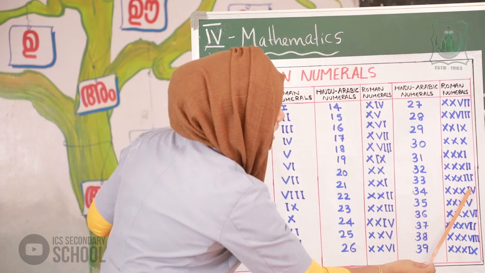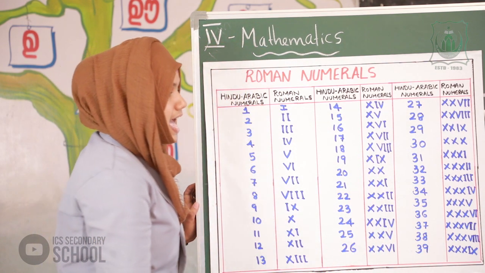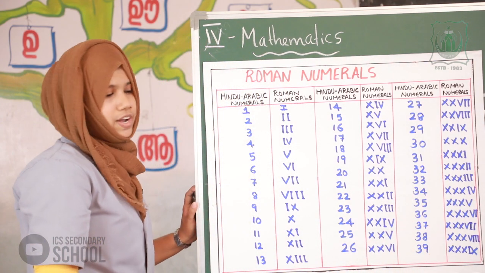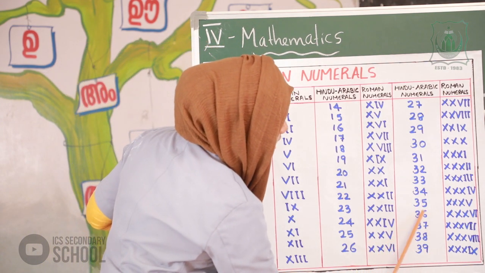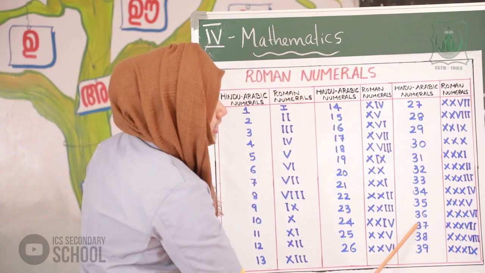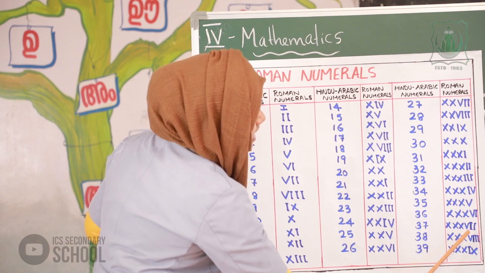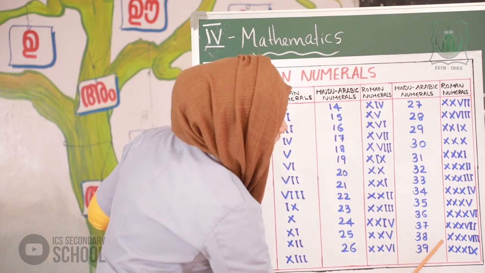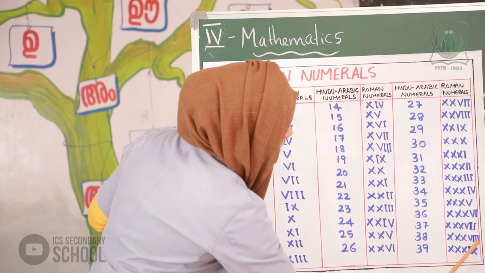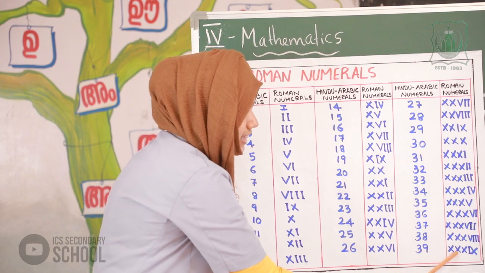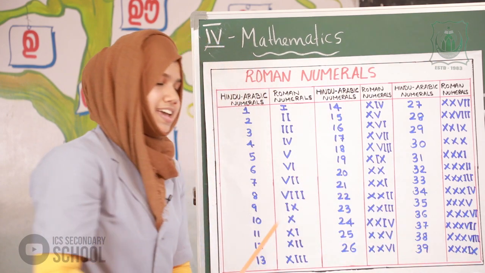34, XXXIV, and 35, three X and V. Okay. 36, three X, V and I. 37, three X, V, two I's are there. And 38, three X, V, three I's are there. And at last 39, three X, I and X.